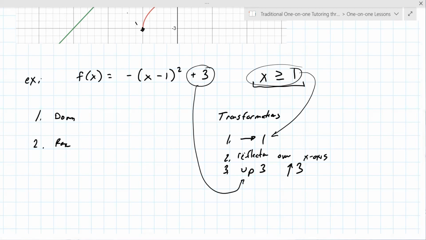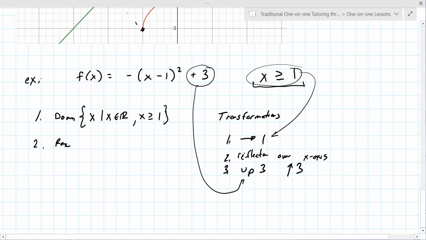All right, so now that we have that down, the domain is given. The domain is x such that x is an element of the real numbers, comma, x is greater than or equal to 1. Is that okay?